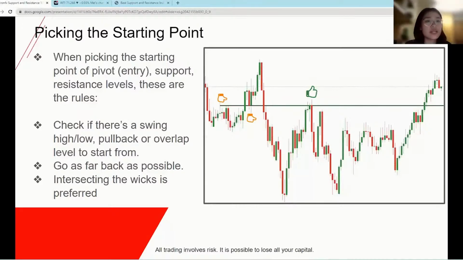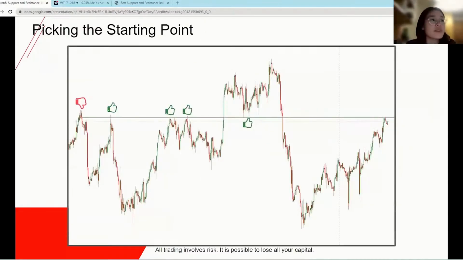Okay, now let's take a look at a couple more examples. So here we have our first red thumb. So it represents an intersection that you should stay away from. You can see that it intersects many bodies of candlesticks, whereas for the green thumbs, it's either just a wick or a couple of wicks, and that's preferred.